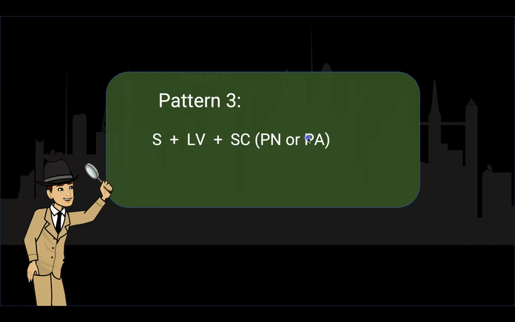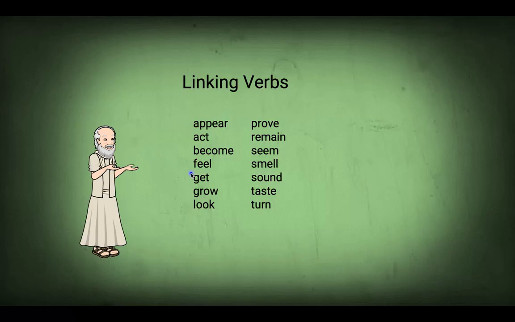Pattern 3 is the same as pattern 2, except for the change in verb. Pattern 2 is subject plus be verb plus subject complement. Here's a list of common linking verbs. These verbs will sometimes act as action verbs, but we'll get to that in another lesson.